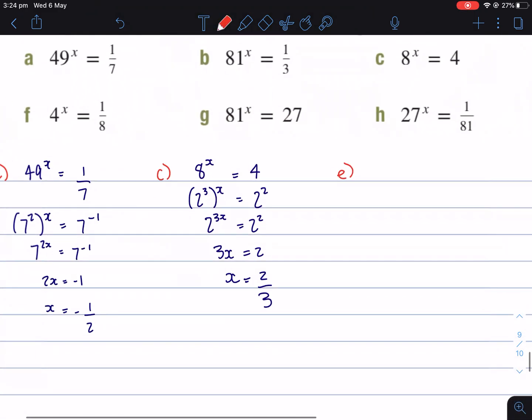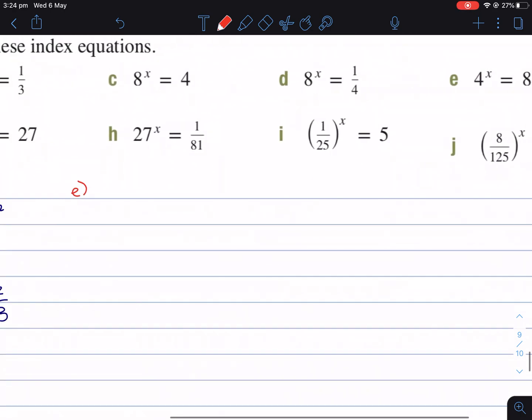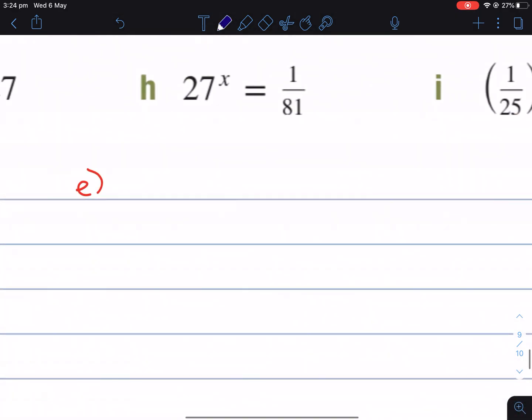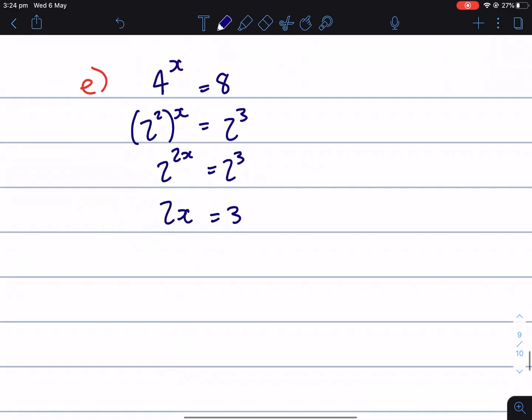Question E, 4 to the x equals 8. So this one's really similar. We've got 4 to the x equals 8, which means 2 squared to the x equals 2 cubed. So 2 to the 2x equals 2 to the 3. 2x equals 3. x equals 3 on 2.